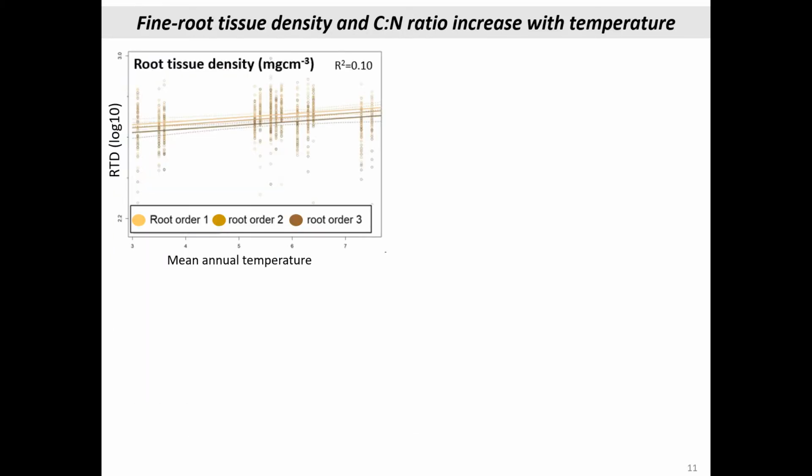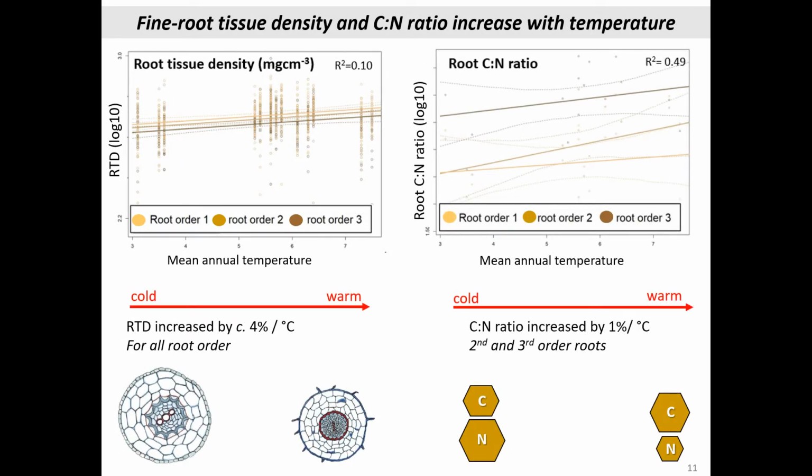Right, so first results here, I'm showing you a graph for root tissue density and mean annual temperature, and the first 3 root orders are color-coded, and those lines were fitted with linear mixed effect models with log-transformed data. So what we observed first with root tissue density is that it increased with temperature by about 4% per degree for all the root orders considered. Same thing for root carbon to nitrogen ratio. It also increased with temperature by about 1% per degree, but that was stronger only for the second and third order roots.